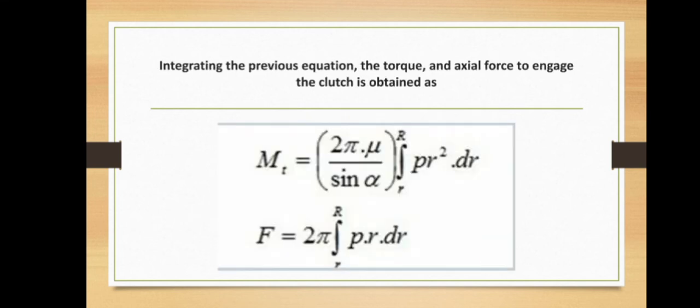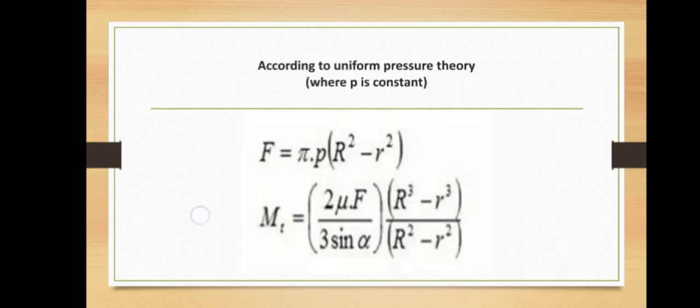Integrating the previous equation, the torque and the axial force to engage the clutch are obtained. Mt is equal to 2 pi mu divided by sin alpha into the integration of P r square dr over the limits small r to capital R. Finally, we get the force as 2 pi times the integral from small r to capital R of P r dr.